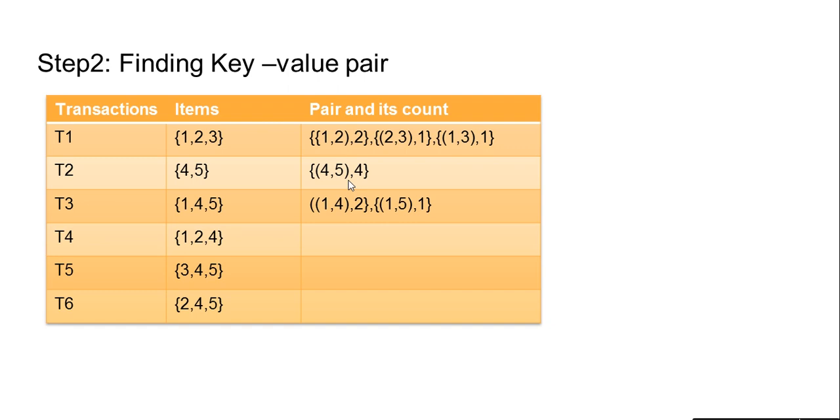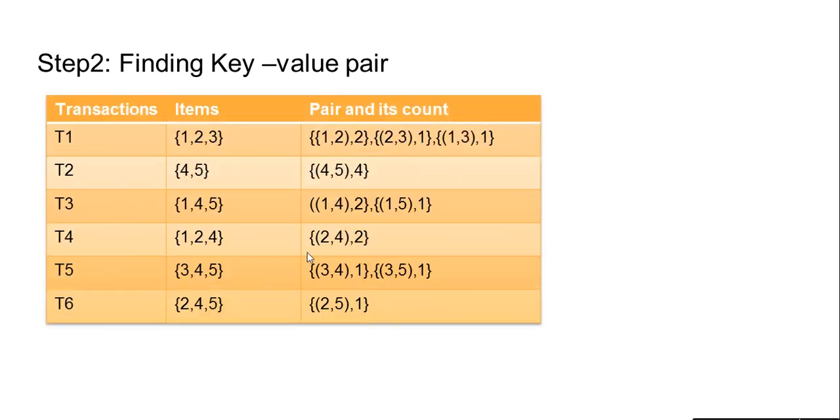The third transaction is 1, 4, 5. Let me tell you, here we will take 1, 4. So 1, 4 has been brought once here and once over here. So I can say the count is 2. Then why not 4, 5? Because we have already calculated it in the previous transaction. Hence we will not write it again. And we will only write down 1, 5 for which the count is 1.